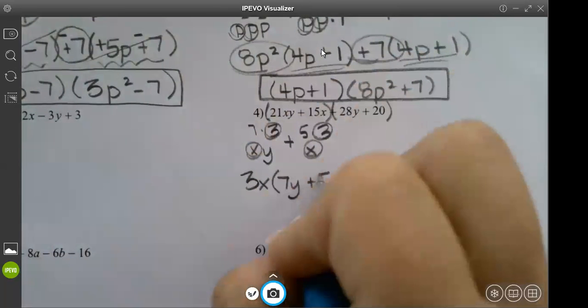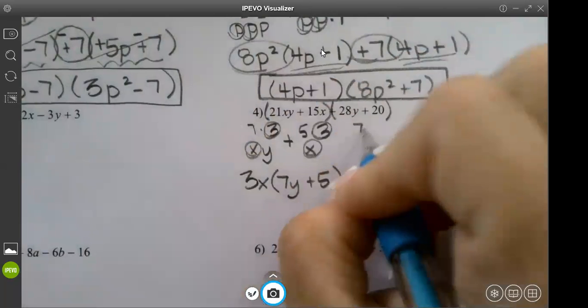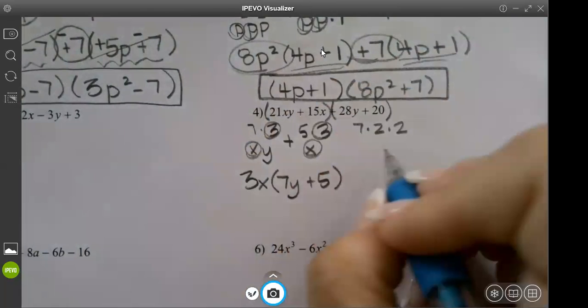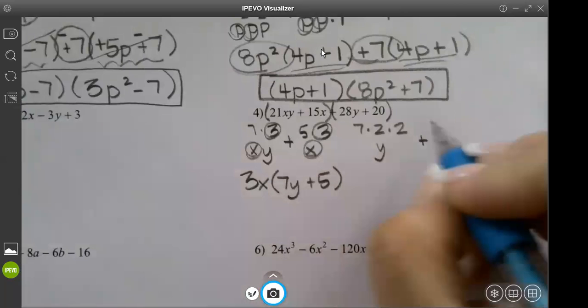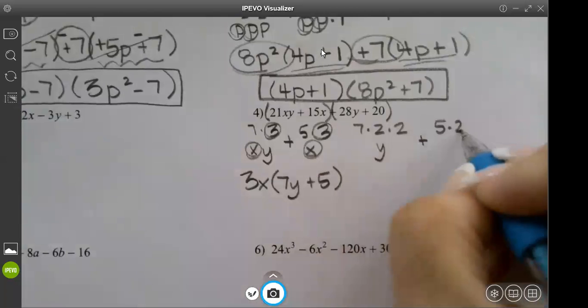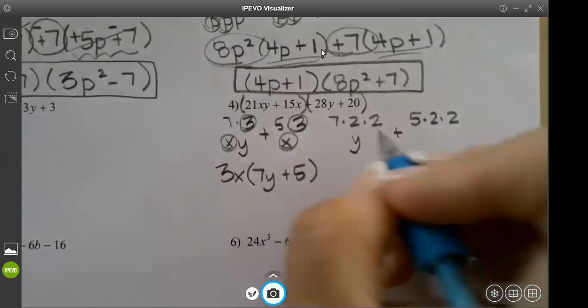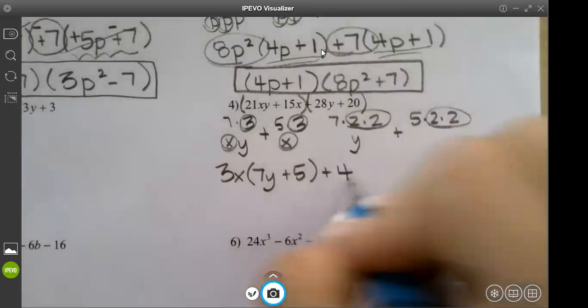All right. And the last one, 28, is 7 times 4. 4 is 2 times 2 and a y. And then I have 20, which is 5 times 4. 4 is 2 and 2. And I don't have any letters with that one. 2 2s. 2 times 2 is 4. Positive 4. So I'm going to put a plus 4.